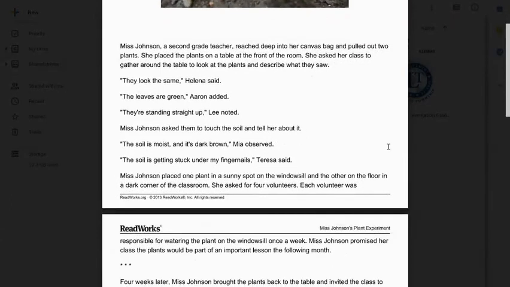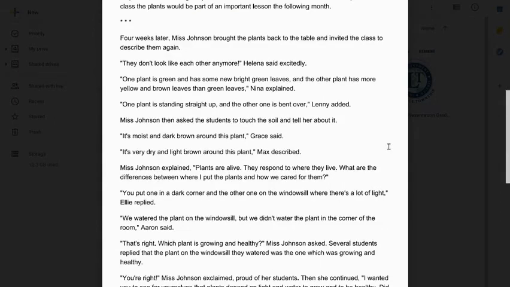Each volunteer was responsible for watering the plant on the windowsill once a week. Miss Johnson promised her class the plants would be part of an important lesson the following month. 4 weeks later, Miss Johnson brought the plants back to the table and invited the class to describe them again. "They don't look like each other anymore," Helena said excitedly.